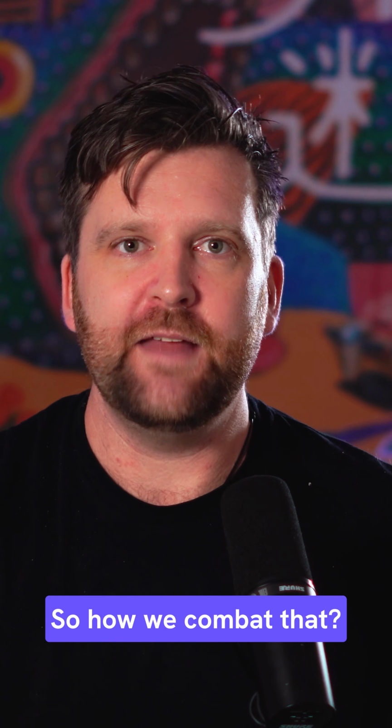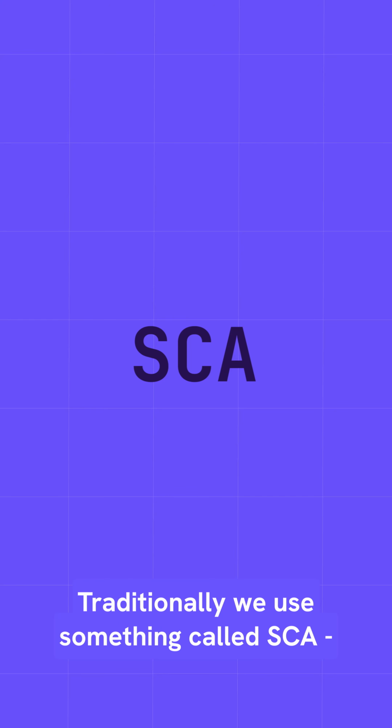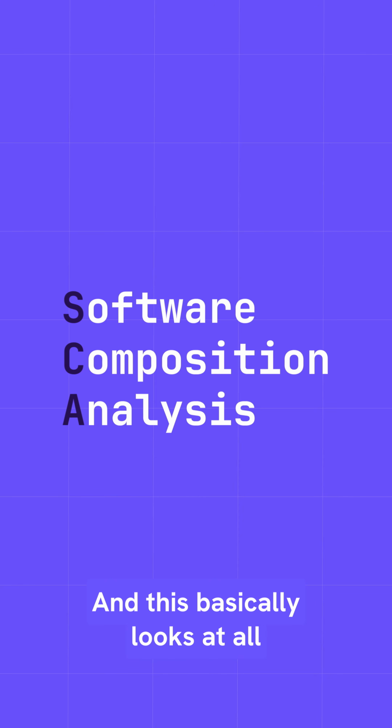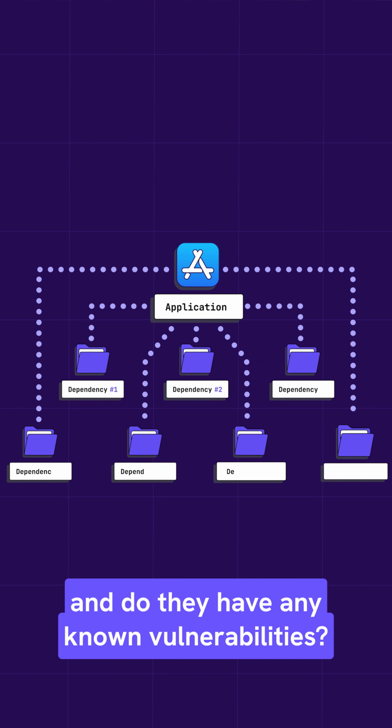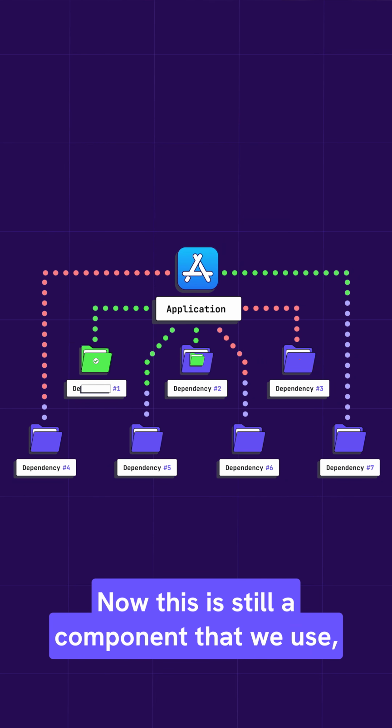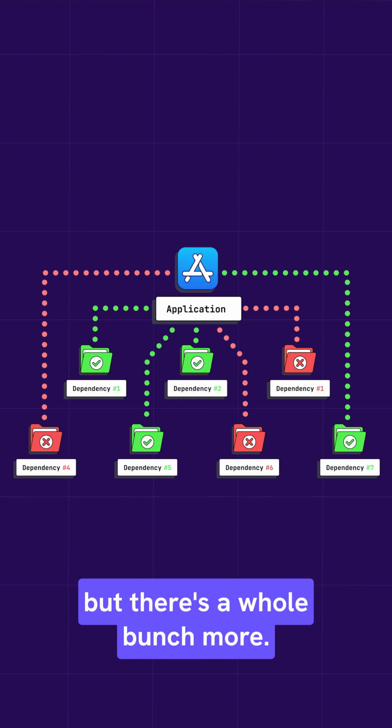So how do we combat that? Traditionally we use something called SCA, Software Composition Analysis. This basically looks at all the dependencies in your application and checks whether they have any known vulnerabilities. Now, this is still a component that we use, but there's a whole bunch more.